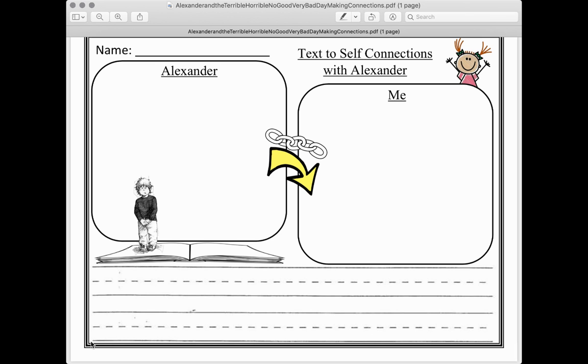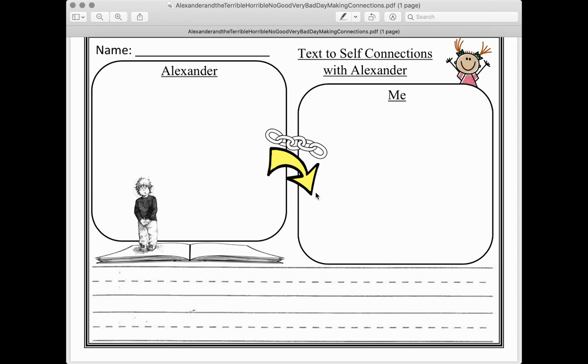And then down here, you're going to write your connection. And you can use some of your own sentence starters. And sentence starters can be something like, I feel like Alexander when, or this story reminded me of. And you can also write, I felt like Alexander, or I was just like Alexander when. So you can write your own sentence that matches your picture so we can all understand.